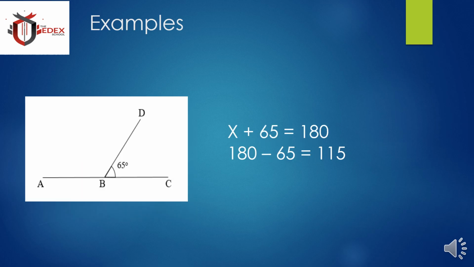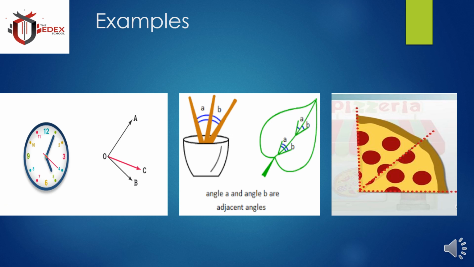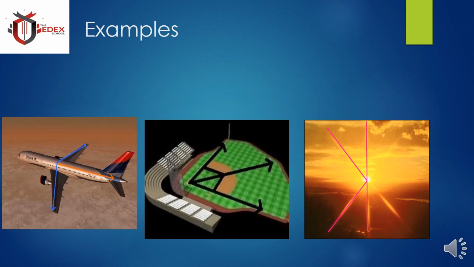Another example, one angle is unknown, suppose that is X, another angle is 65. This is a straight line, so it shows that this is equal to 180 degrees. So if you subtract 65 from 180, you will get this unknown angle, 115. 180 minus 65 is 115. Okay, there are some examples of adjacent angles. Some more examples of adjacent angles.